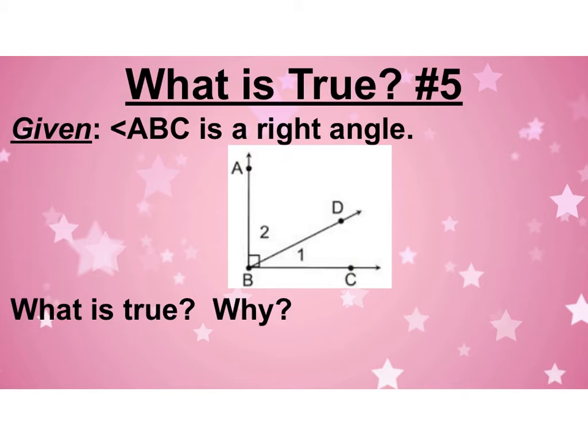Number 5, we're given that ABC is a right angle. So the right angle box is already drawn in. If it wasn't, I should go ahead and do that. And when you study the picture, you're trying to figure out what you can tell is true.